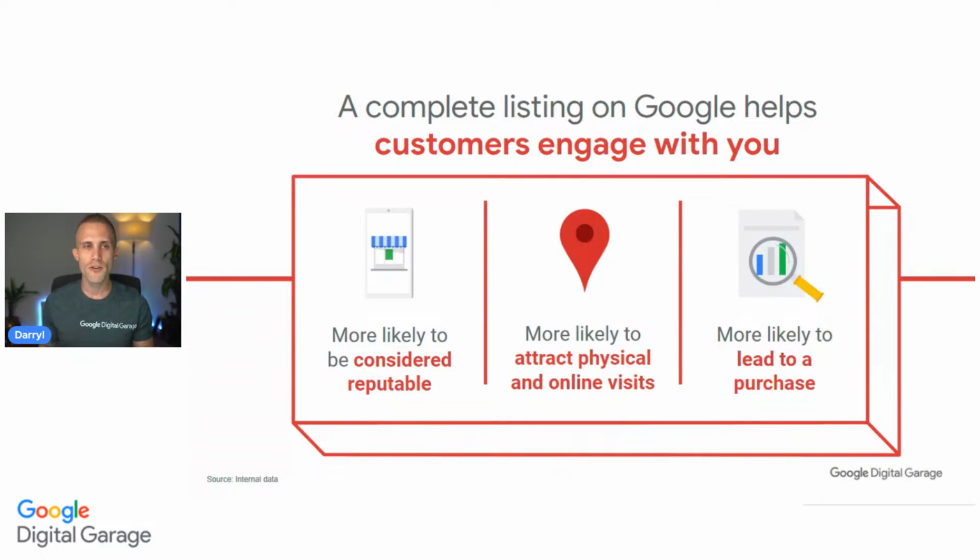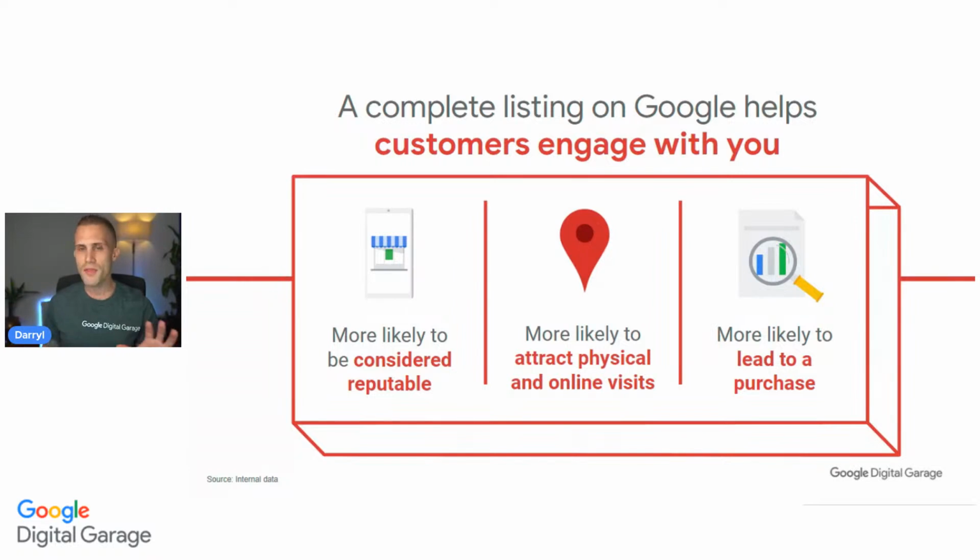But what you may have missed so far is that a complete listing on Google helps customers engage with you. When you have a complete listing, you're more likely to be considered reputable. Not only that, you'll be able to attract more physical and online visits. Then last but not least, you're more likely to lead to a purchase.